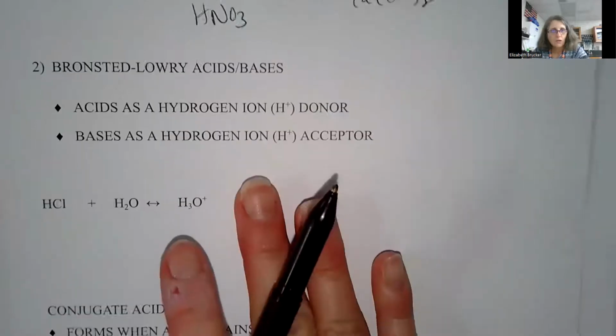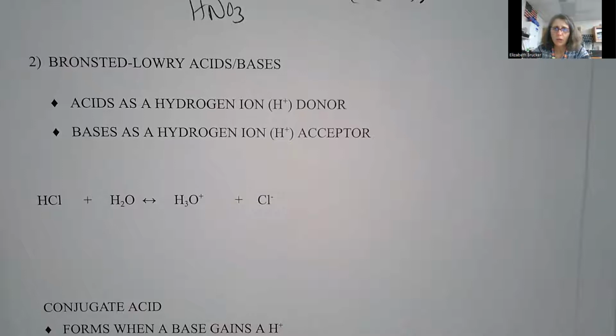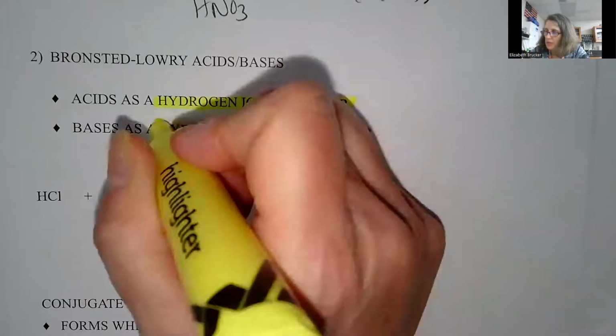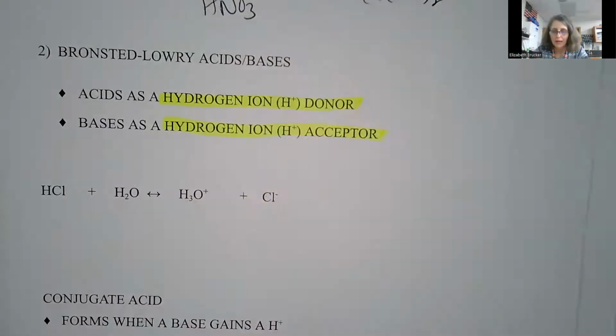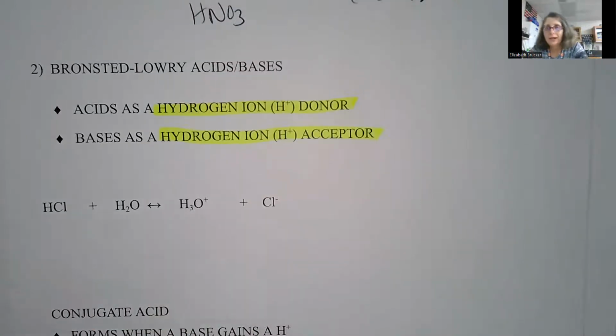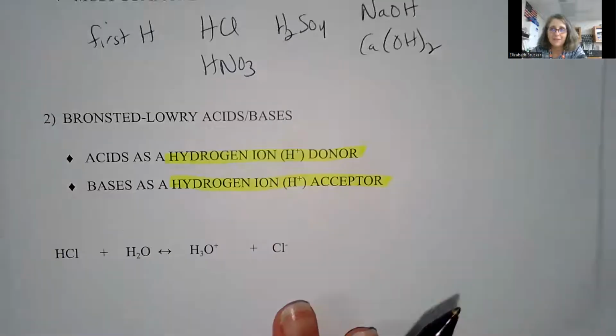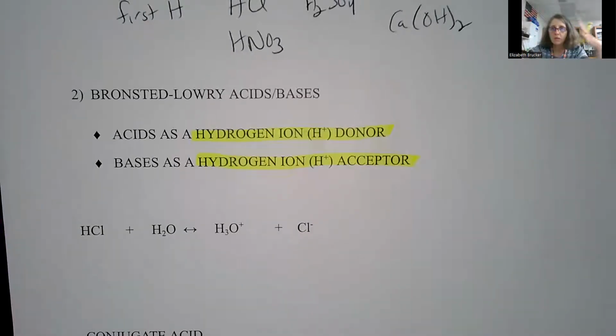The second definition is called Brønsted-Lowry acids and bases. Again, you might want to pause the video and write it down. Acids are considered to be hydrogen ion donors, and bases are considered to be hydrogen ion acceptors. This is a more comprehensive definition because not everything has OH when it is a base, so we needed different definitions. Brønsted-Lowry encompasses more acids and bases because of that.